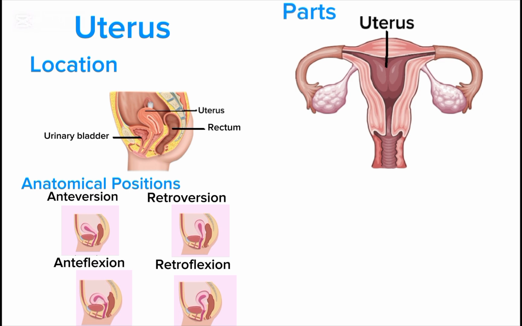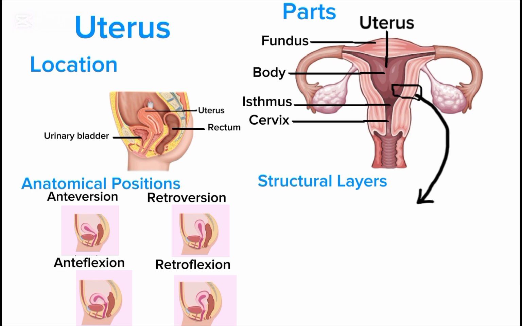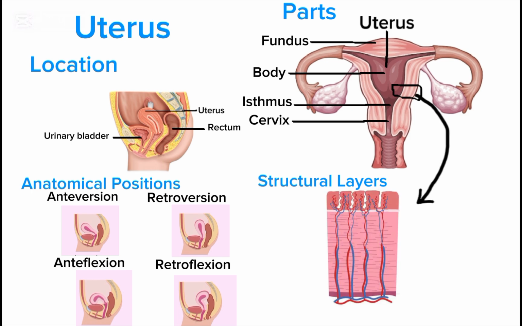There are four main anatomical parts of uterus, that are uppermost dome-shaped fundus, main central portion, that is body, narrow constricted region between the uterus and cervix, that is isthmus, and the lowest part, that is cervix. There are three layers of tissues in uterine wall, that are perimetrium, that is the outermost layer, myometrium, middle layer, and endometrium, that is the innermost layer.